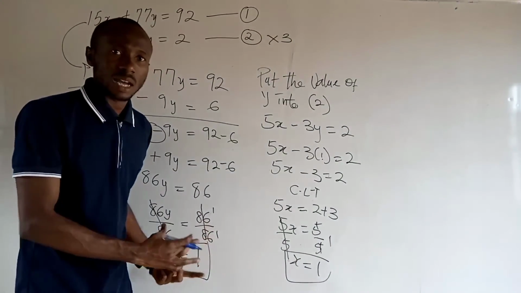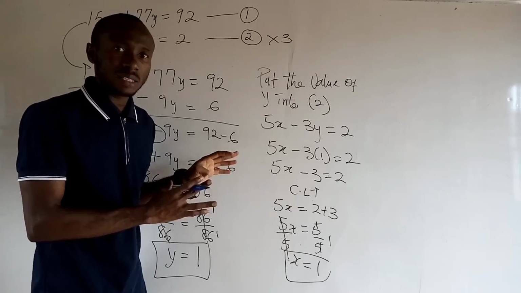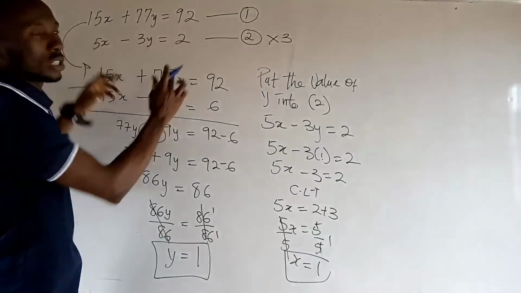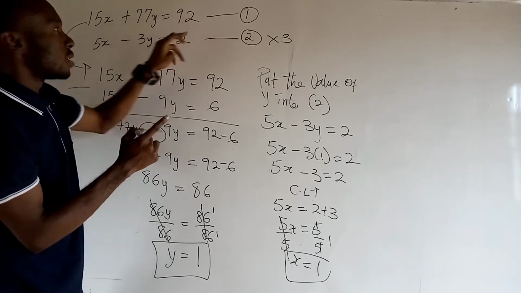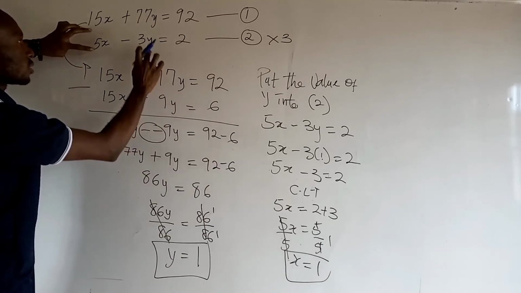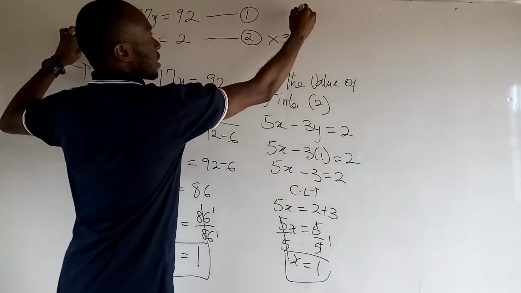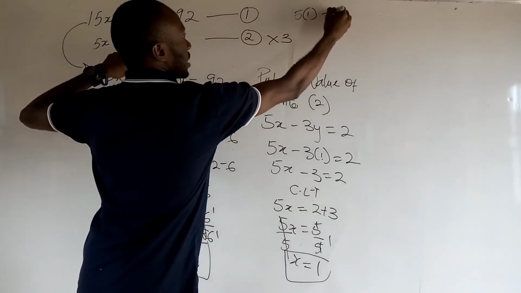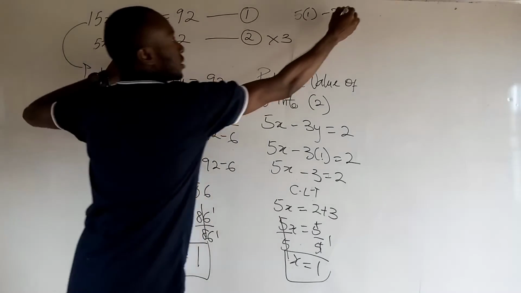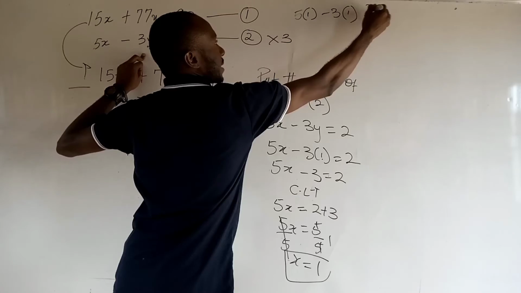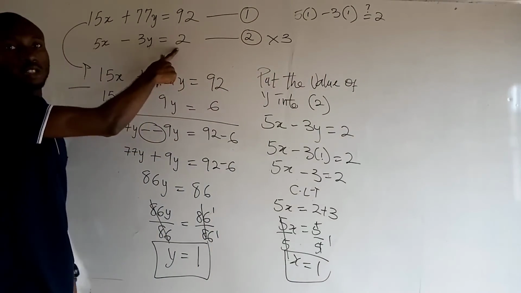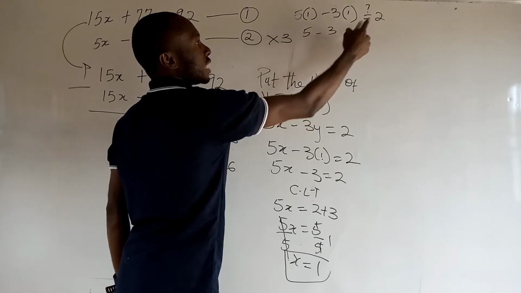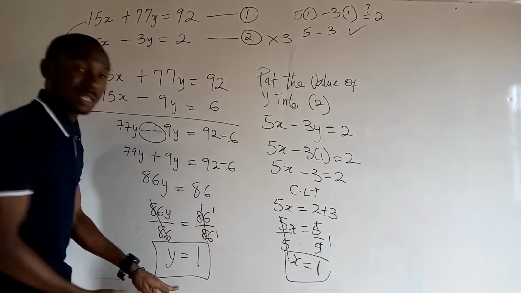This is the final answer, but I want us to check if our answer is correct. We plug the values of x and y into any of these equations. Putting them into equation 2, I have 5 times 1 minus 3 times 1. Let me see if I will get 2. 5 times 1 is 5, 3 times 1 is 3, so 5 minus 3 is 2. So these answers are correct.